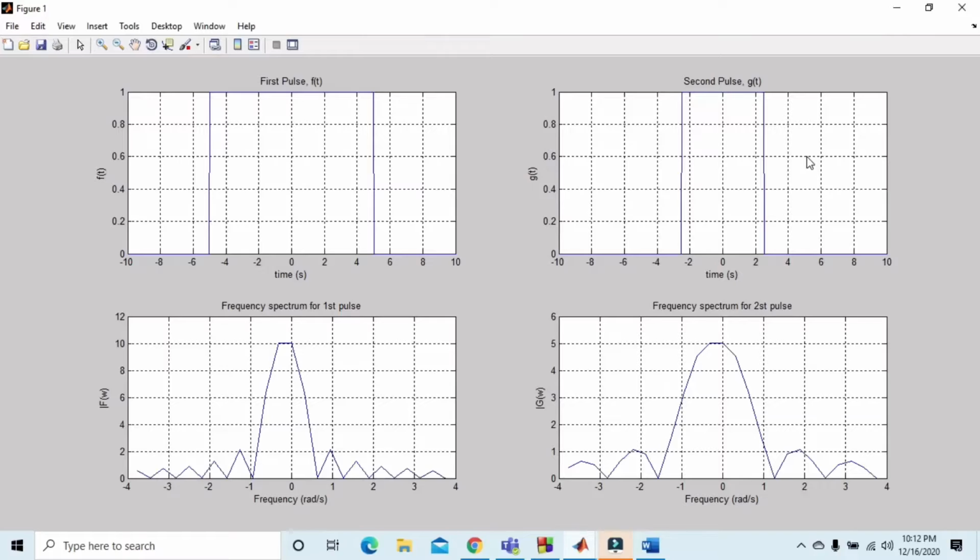So here we can see the output from the coding that we executed: the first pulse and second pulse. This is the spectrum for the first pulse and the spectrum for the second pulse.